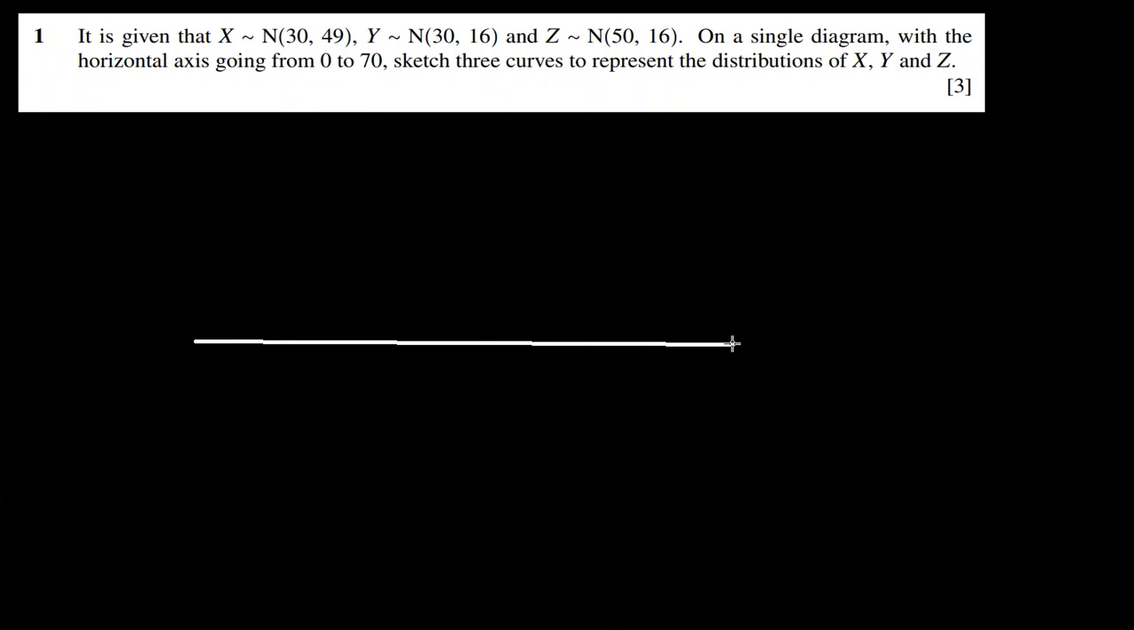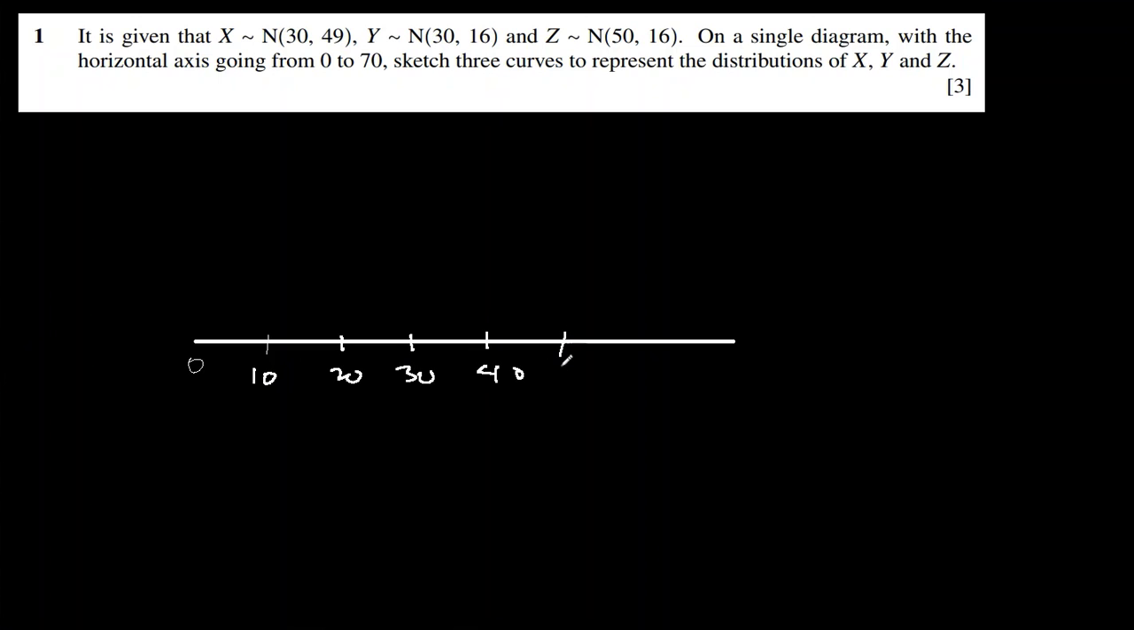On a single diagram with the horizontal axis from 0 to 70, they are giving us a hint that we have to draw a horizontal axis where we write numbers from 0 to 70. So let me do that. Meanwhile, sketch three curves to represent the distribution of x, y, and z. So what they mean is that they want to compare the shapes of these three normal distributions. So if this is 10, this is 20, 30, 40, 50, 60, and 70. Show all the three in the same graph.